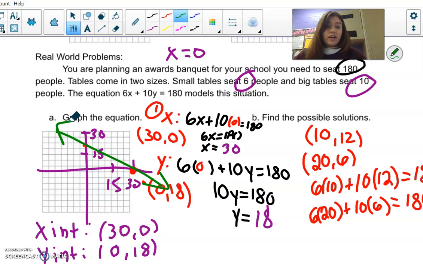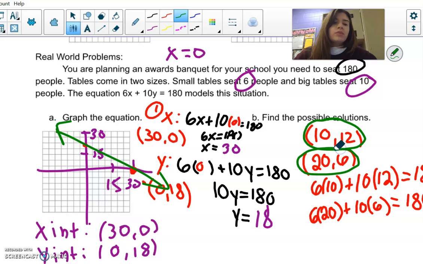So it asks us to find possible solutions. So what you do for this is you just look at your graph and it'll be easier to check on your calculator. We can go over that together. But you're just going to estimate some points. I found 10, 12. I found 20, 6. So all I did to check was plug in those ordered pairs, x for x, y for y, and if it equals 180, then that is a solution.